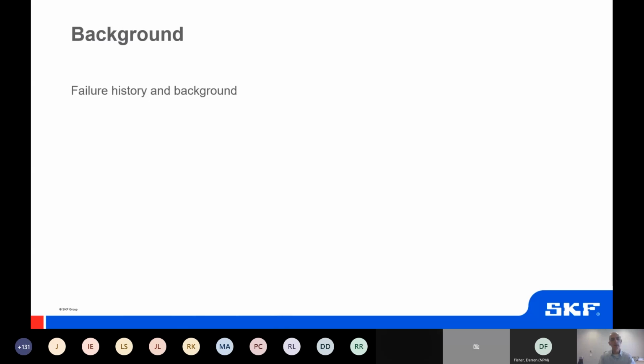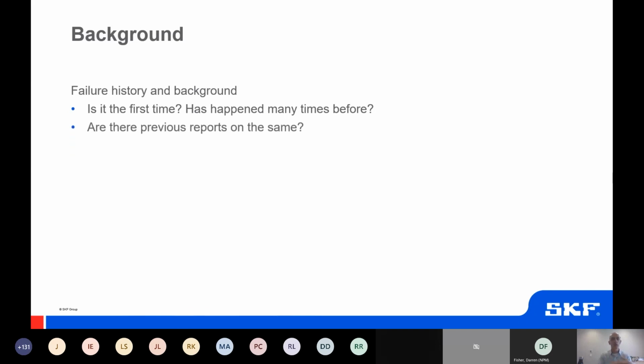Failure history is also something useful, because sometimes we get bearings, but it's not clear how many times this has happened before. If it is the first time, then you have a certain situation. If it is a repeating failure, then you can try to look for patterns. You, of course, need to look at previous reports and see what the findings were and share them. If you are going to send that bearing to us for investigation, we would need to see those previous reports, if they were not done by ourselves, to understand if there is a pattern in these different bearing failures.